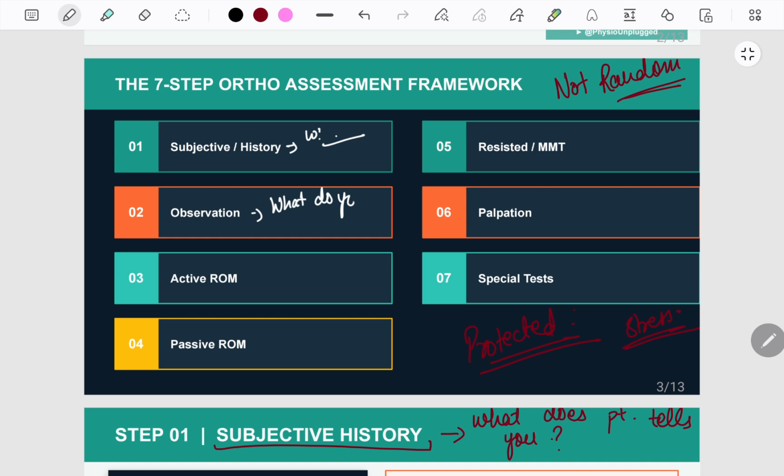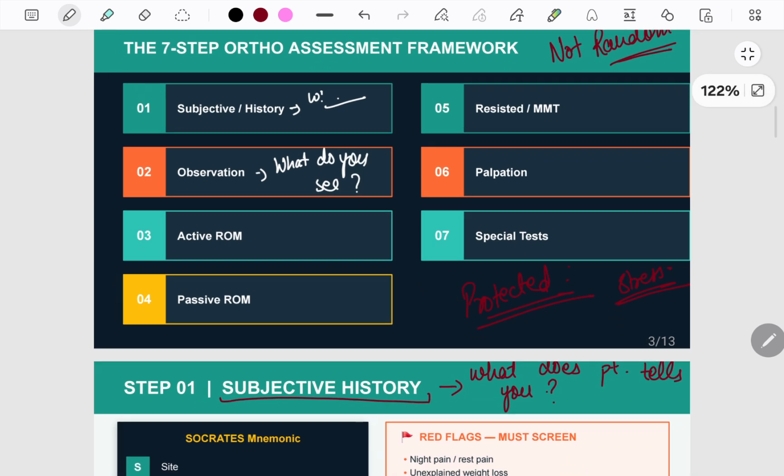So what do you see comes under the observation. Now step 3 is active ROM. That means, how does the patient do the movement? How does the joint move on its own? So I'm just writing in short.